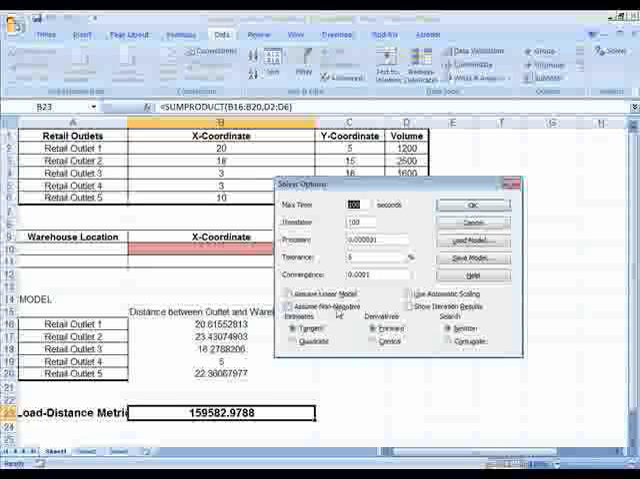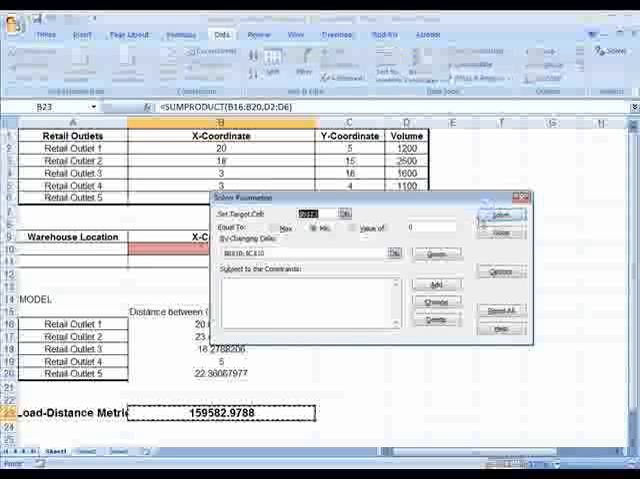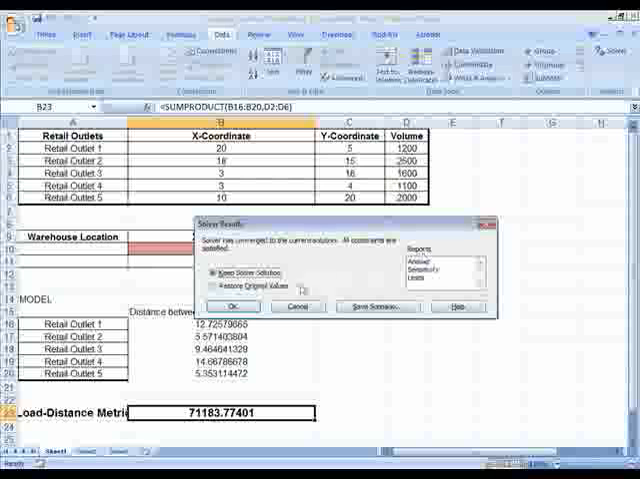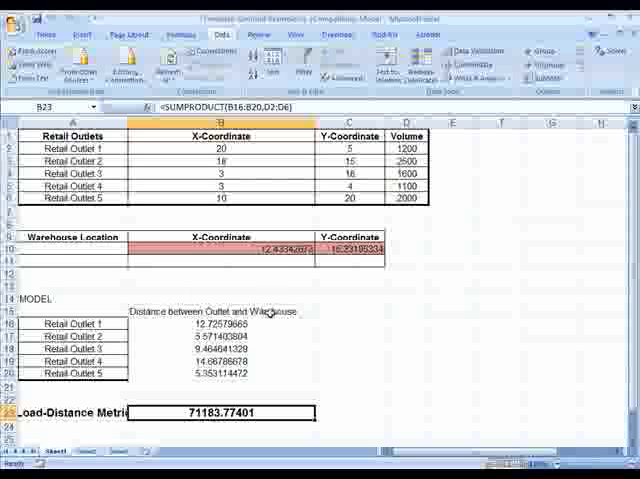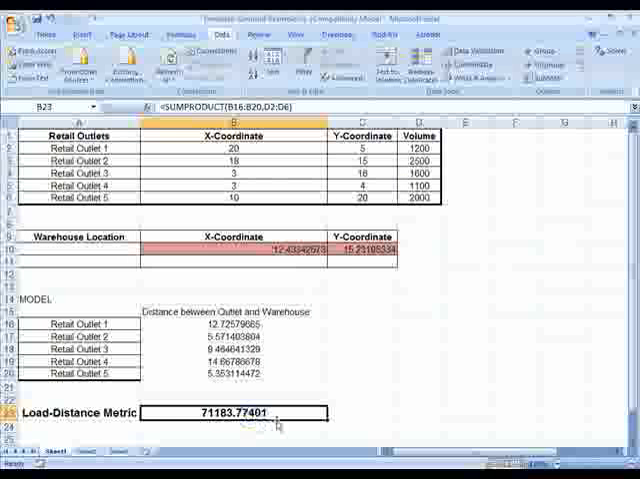Also, I'm not going to check assume non-negative, because on the XY plane you can have negative coordinates as well. So I'm not going to choose any of those options, and I'm just going to click OK and click solve and see what happens. So in this case, it's given me some coordinates. It's suggested 12 for the X coordinate and 15 for the Y coordinate, which minimizes the load distance metric to this value, which is 71183. So your X and Y coordinates are going to be near 12 and 15.